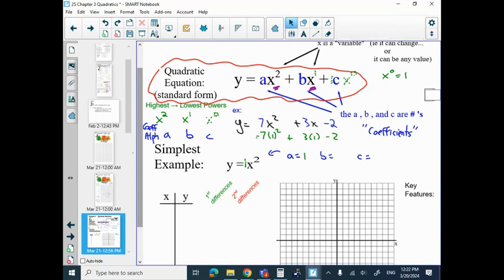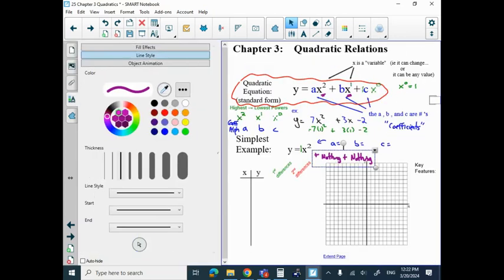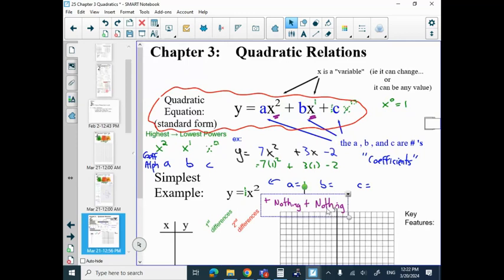So we have the y equals x squared, and then you have let's say plus nothing, right? And then plus another nothing. And so usually I would say, well, what number represents nothing? What number represents nothing? Well, of course, it's 0, right? And so what you really have there is plus 0x plus 0, right? So the b and the c are just zeros.